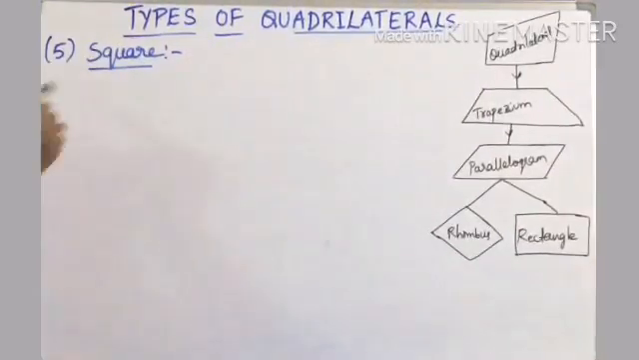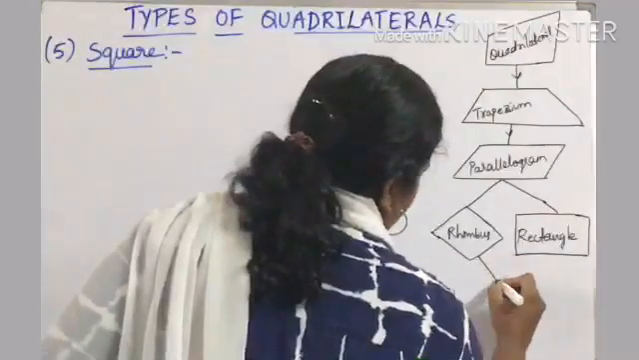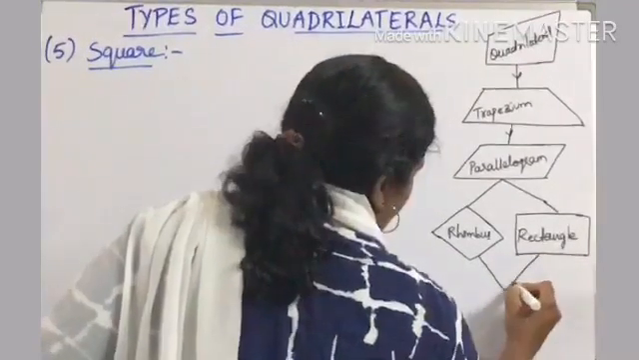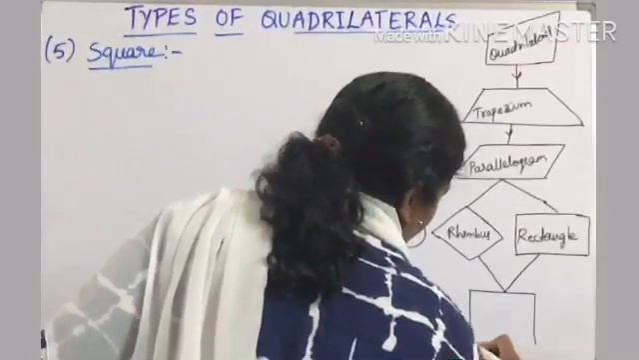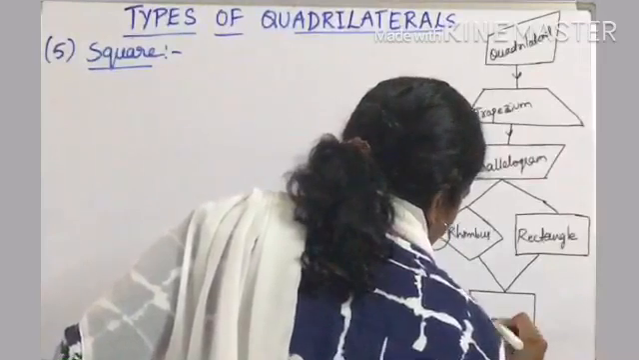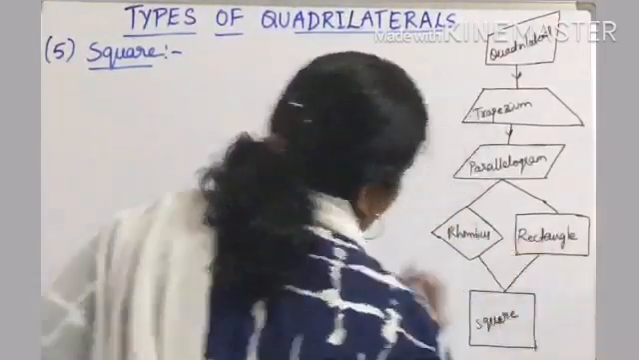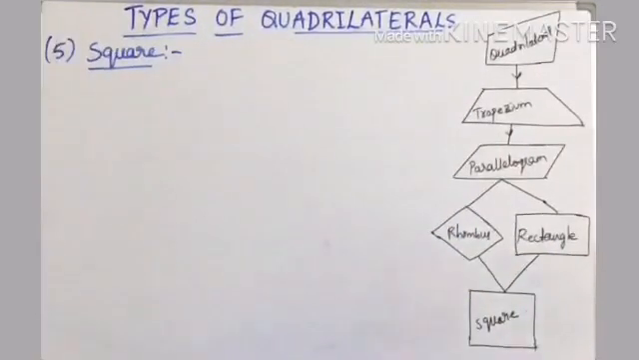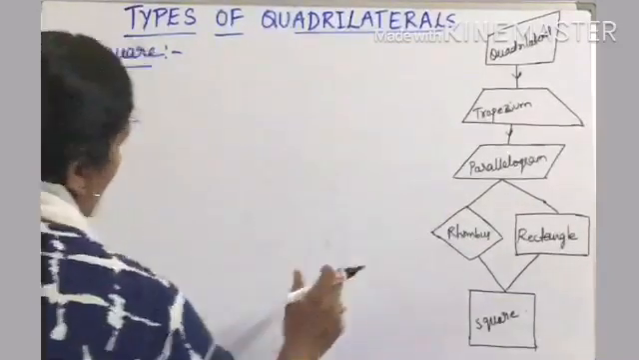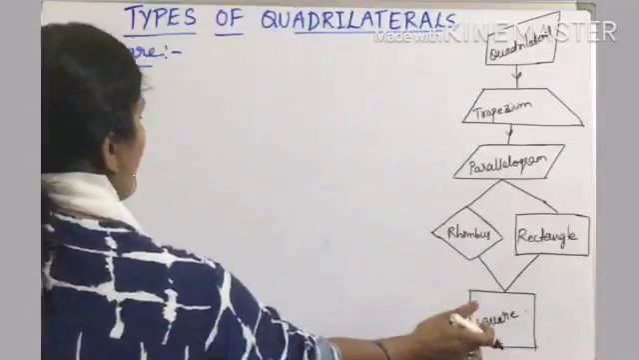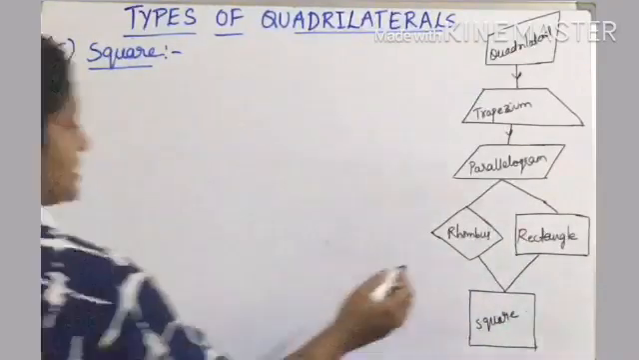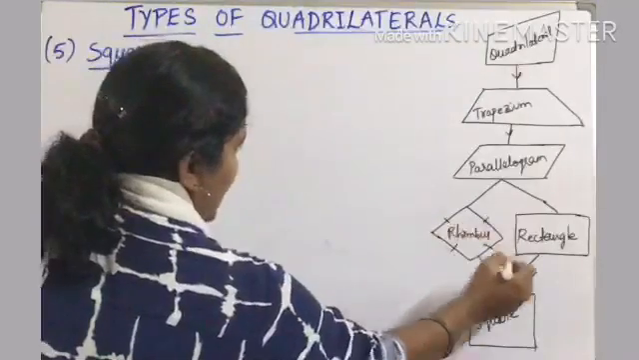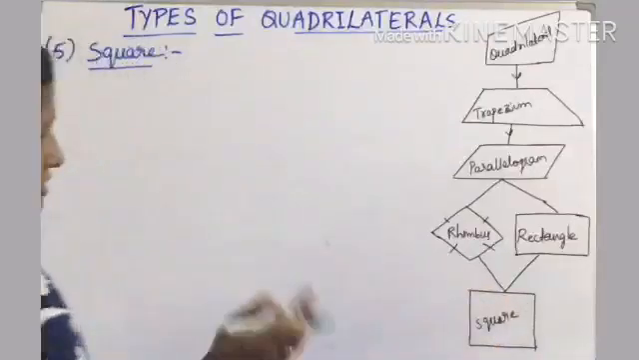Next, 5th one is square. So square can be derived from both, children. It is derived from rhombus and from rectangle. So this is the square and you know very well what is square. Square is all sides are equal. So we can write 2 definitions. Based on rhombus, a square is a rhombus in which each angle is 90 degrees. Because it is like rhombus, only in rhombus all sides are equal. Similarly for square also all sides are equal.